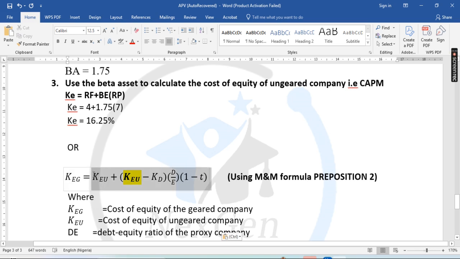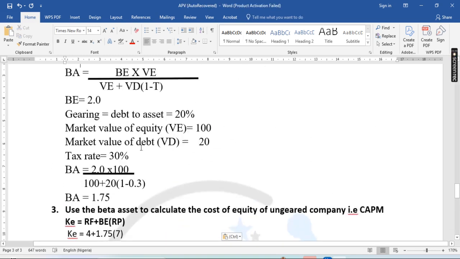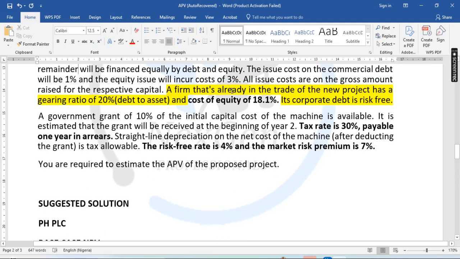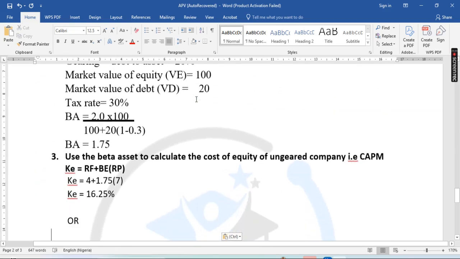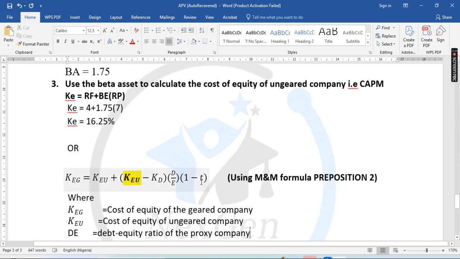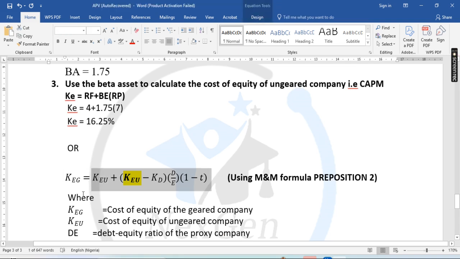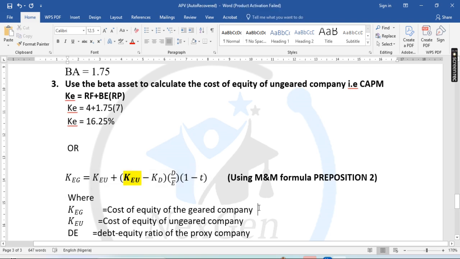We were already given that all these things will be equal to the cost of equity of the geared company. We're given in the question that the cost of equity will be this. So anything we are doing under Modigliani and Miller will be equal to that 18.1% given to us, right? Because they say the cost of equity will be equal to this. Therefore, 18.1% equals the cost of equity of the geared company, and the cost of equity of the ungeared company that we are looking for will be X.